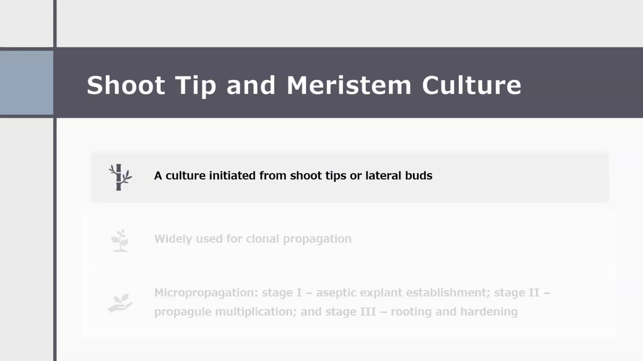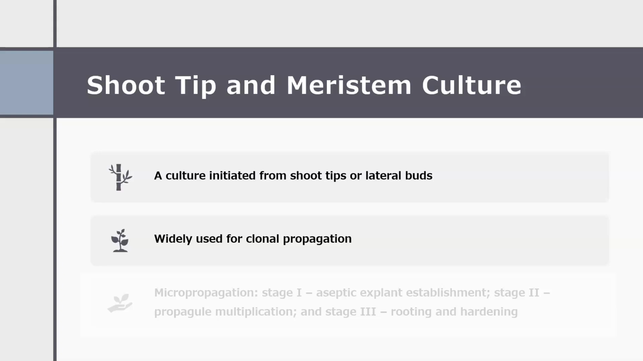The tips of shoots, which contain the shoot apical meristem, can be cultured in vitro to produce clumps of shoots from either axillary or adventitious buds. This technique, also known as meristem culture, is extensively applied for clonal propagation in horticulture, agriculture, and forestry.